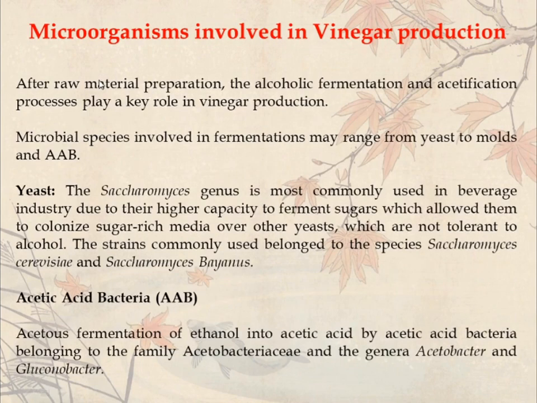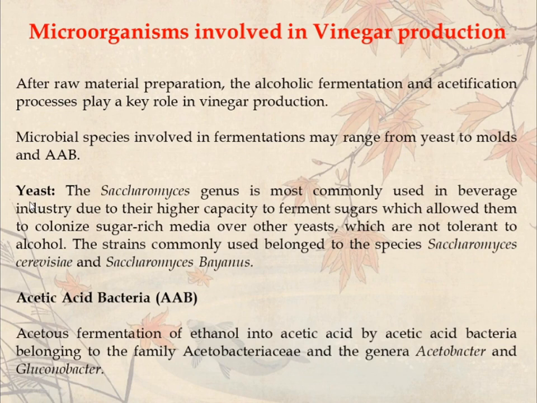Now, the second step is the involvement of microorganisms. First, we use the substrate in the form of raw material, which could be of any plant origin. Now, after raw material preparation, the alcoholic fermentation and acidification process plays a very important role in vinegar production. There are two microorganisms involved. The first is yeast and the second one is acetic acid bacteria. First, we will discuss yeast.